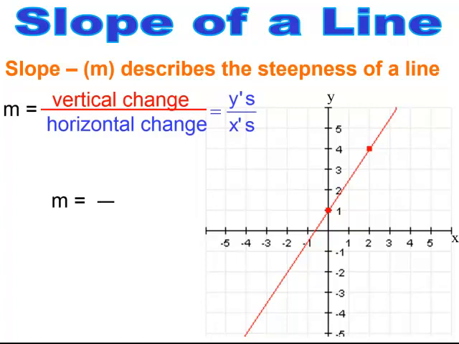So finding the slope of this line, it's going to be m equals, and I'm going to find my horizontal change by going from the one point and counting how far horizontally it is from the second point. I see that it's 2 spaces away, so the horizontal change, or my x values, is 2. And now I'm going to count my vertical change, and I see that it goes up 3, so the vertical change is 3. So the slope for this line would be 3 over 2, or 3/2.